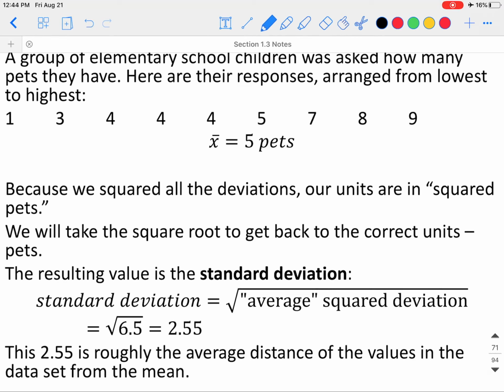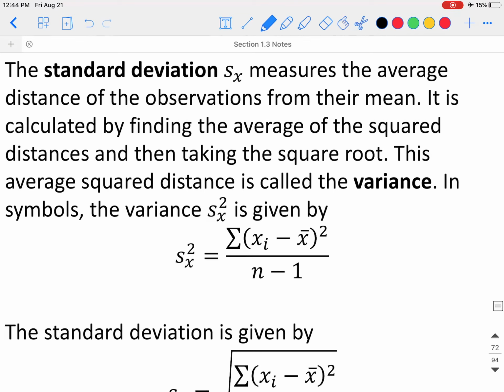Now, average is in quotes because if it was the true average, we would divide by the total number of observations. But since we divide by n minus 1, it is not the actual true average. This 2.55 is roughly the average distance of all the values of the data set from the mean. So if we take all of the data values and distribute the distance each one of those points is away from the mean evenly, each of them would be 2.55 units away from the mean.